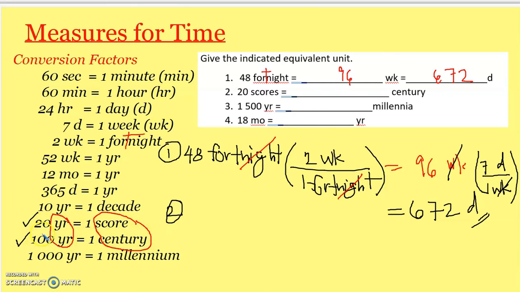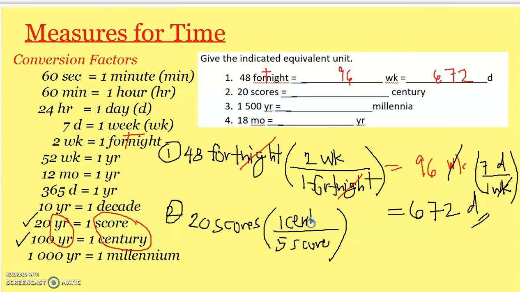So, ilang 20 meron sa 100? Yes, 5. So, pwede nating gawin, sulat muna natin yung given, 20 score, pwede nating ilagay dyan yung conversion factor natin na na-derive na merong 5 scores in a century. Ulitin ko, paano naging 5 scores in a century? Ang isang score ay 20 years, ang isang century ay 100 years. Since parehas silang pwede i-convert ng years, then may relationship sa dalawa rin. Ilang 20s meron sa 100? 5. So, ito na yung conversion factor natin.